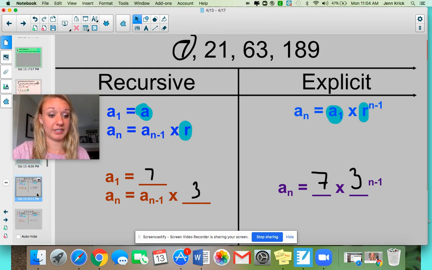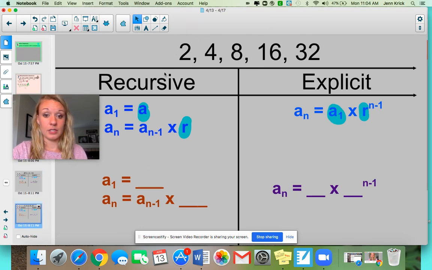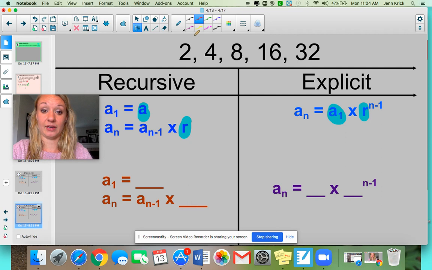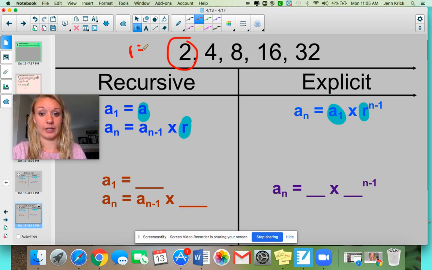Now let's do another one together. So again, here's your sequence. We want to write the recursive rule and we want to write the explicit rule to demonstrate that sequence. First of all, I know that I'm going to have to identify the first number in my sequence, which is going to be 2. And then I'm going to ask, all right, what is my common ratio? What am I multiplying by? And hopefully you can see, all right, 2, 4, 8, 16, 32. My ratio is going to be 2 because I'm multiplying by 2 as I go on.